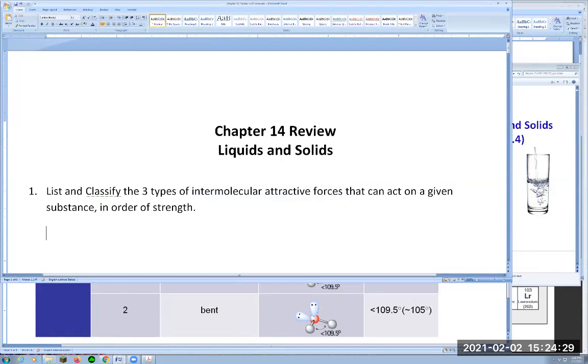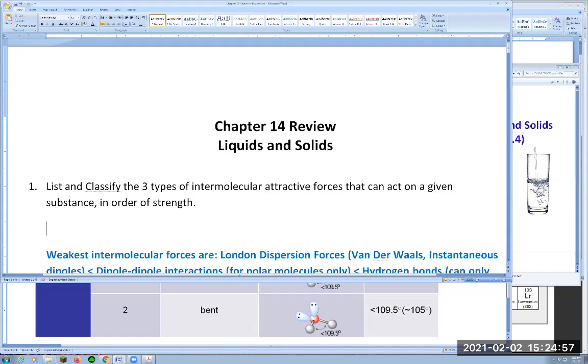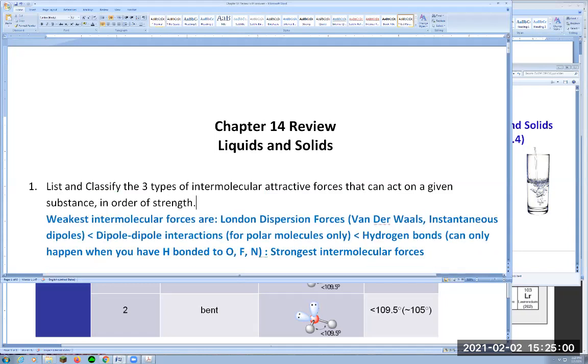So let's understand what intermolecular forces are. Inter means between, molecular refers to molecules. So it's forces of attraction that act between the molecules and hold the molecules together. It's not bonds, even though you will see one of them has the name bonds, it's not bonds. The weakest intermolecular attractive forces are the London dispersion forces, also called sometimes van der Waals forces, and they are due to instantaneous dipoles.